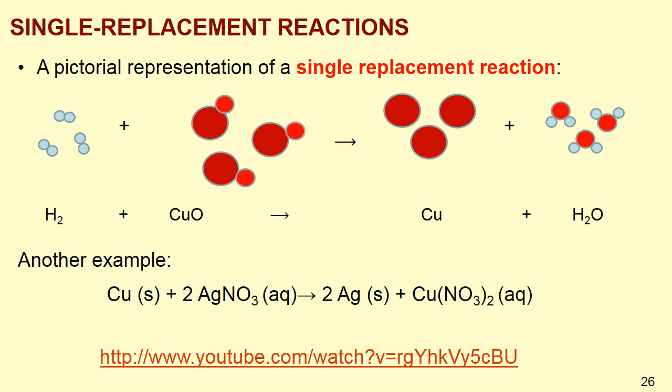Another example, copper reacting with silver nitrate. This is the one that I was just talking about. There's a picture on the second slide where the copper goes into solution and the silver precipitates, or forms, on the copper wire. So copper by itself, silver nitrate, silver with the nitrate, and then on the right side, silver by itself, copper with the nitrate.